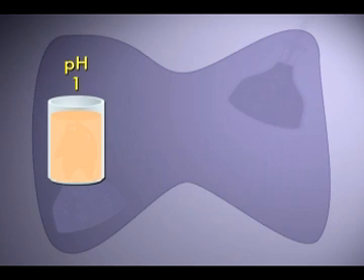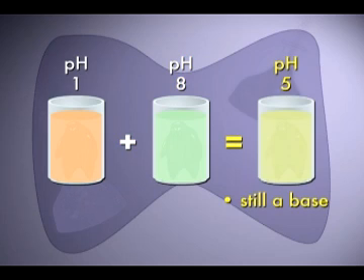A strong acid or base has so many ions of hydrogen or hydroxide that mixing it with something weaker might not neutralize them all the way. But it will be more neutral than it was before.